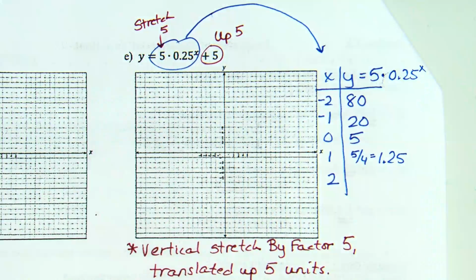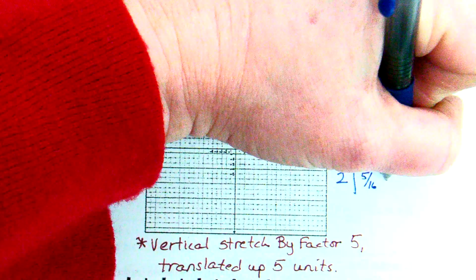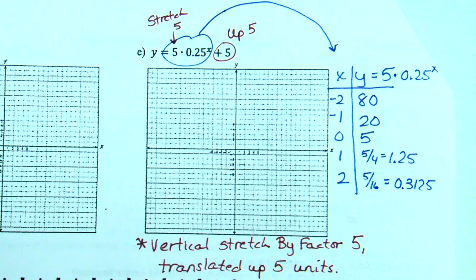And then can we put in 2? Yes. What's 1/4 squared? 1/4 times 1/4. 4 times 4 makes it 1/16. 5 over 1 times 1 over 16? 5/16. Xavier's going to give me the calculator answer. Yeah, 0.3125 officially.